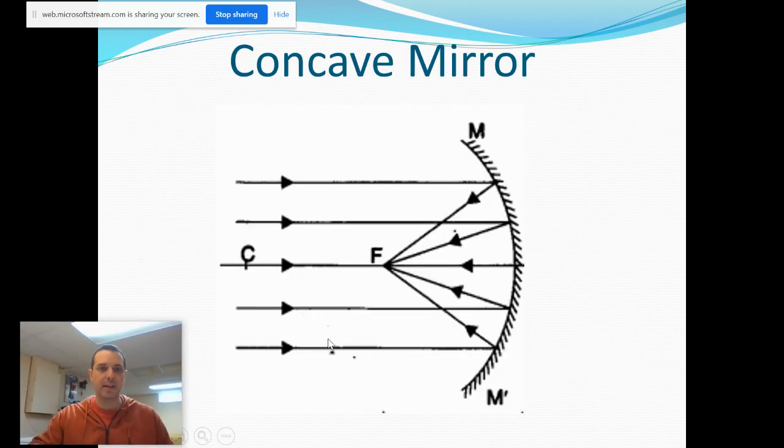So let's take a look at what a concave mirror looks like. This right here shows a concave mirror. You can see that there are rays of light coming in from the left of your screen, and when they interact with the surface of the mirror, each one of those reflects from the surface of the mirror, and they converge at some point in front of the mirror. So for a concave mirror, each one of these rays of light follows the law of reflection. So the angle in is equal to the angle out.